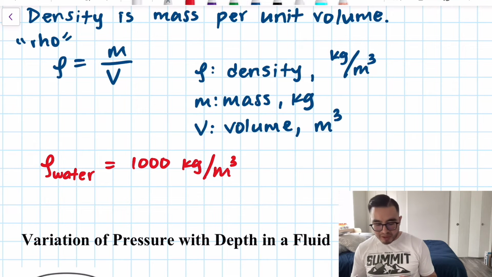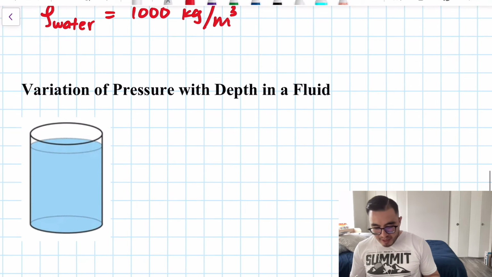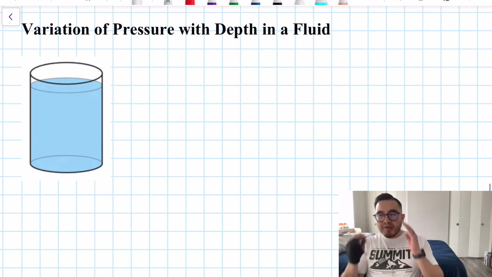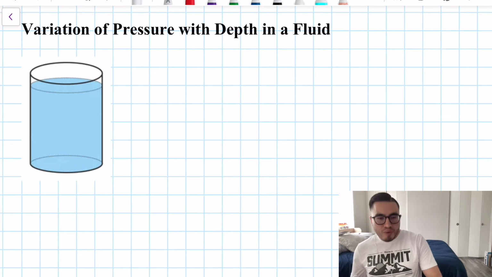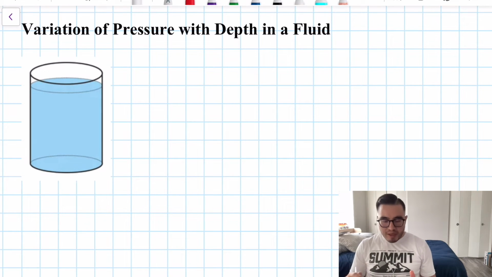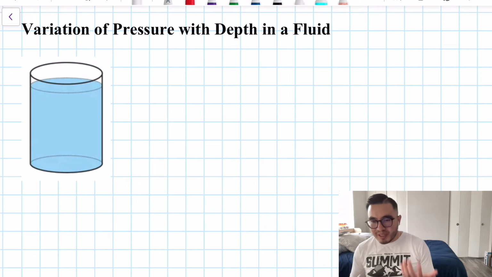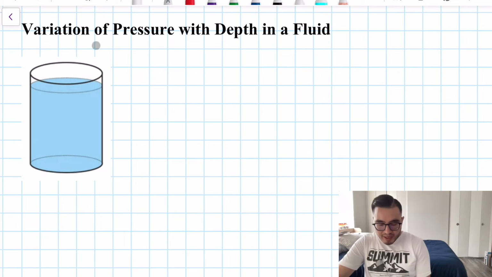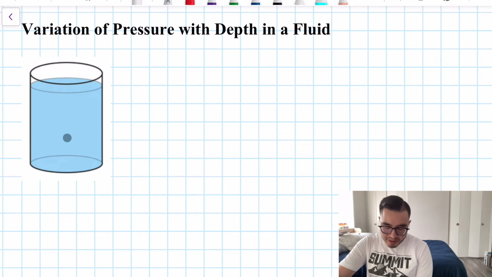Okay, now that we have pressure and density, I want you to think of times where you have gone to the swimming pool, and you're trying to swim, and then you go deep, like to the deeper side. Maybe you felt that your ears pop, or you feel just a lot of pressure. And that's because pressure changes with depth, okay? And to show that, I want you to look at this container with fluid, okay?